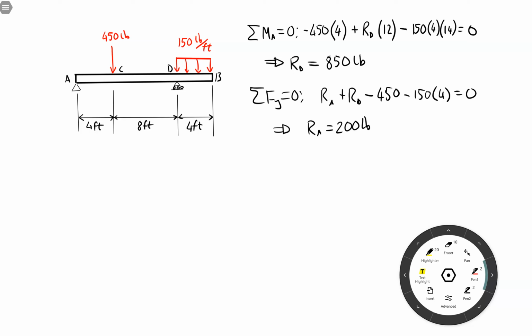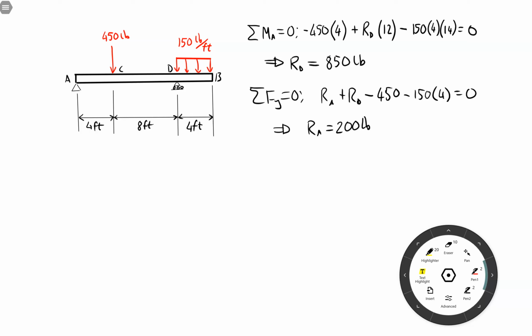So here in this video, we are going to take a look at an example of a beam where we're going to use what we learned about the relationships between load, shear and bending moment to go ahead and draw a diagram directly without having to go through all the calculations. So here's our beam shown with 450 pound load and then 150 pound per foot distributed load.